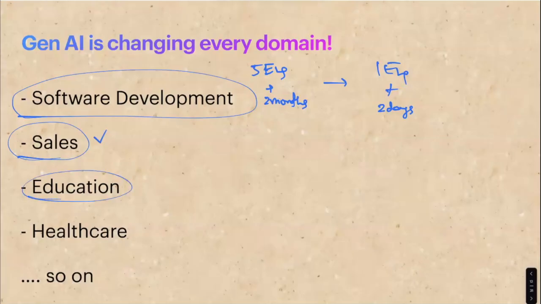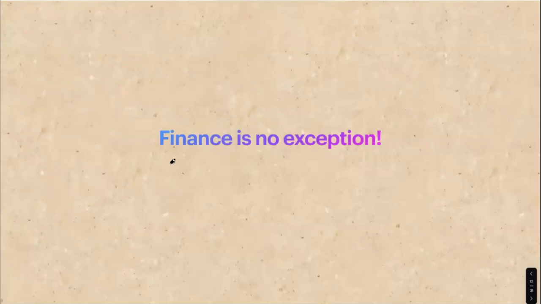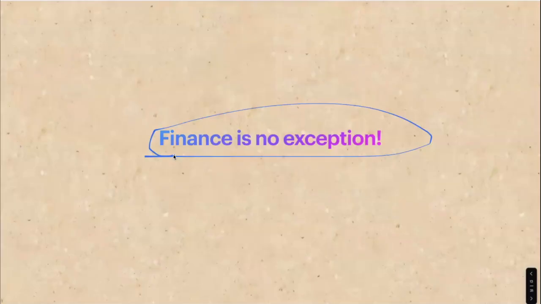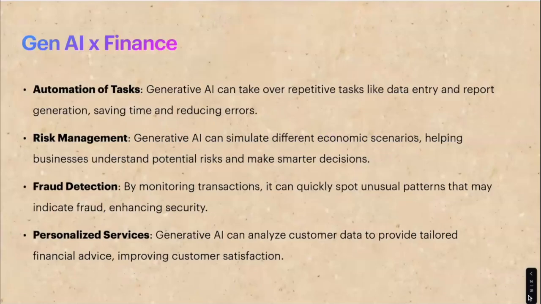Even if you look at the education space, there are many tools coming around that are helping disrupt education. And so is healthcare. Generative AI is one such technology which knows no bounds. It's going to impact each and every domain, as you can see. And finance is also not an exception. Generative AI is also having a very great impact in the finance area as well. So let us try to understand some different ways generative AI is being used in finance.